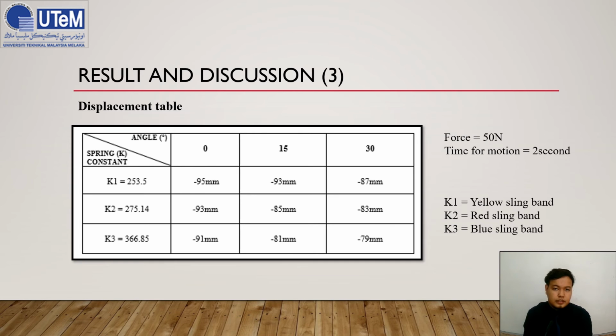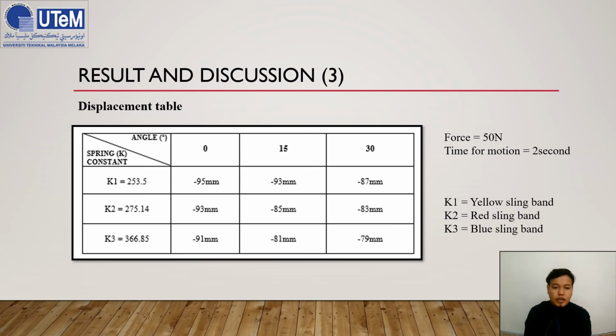After the graph is generated from the motion study analysis, we put all the values that we get from the graph into one table. So we will get the displacement table with angles times spring constant. As you can see, 0 angle, 15 and also 30, while K1, K2 and K3 are in the table. K1 represents the yellow, while K2 represents the red sling band, and the third one, K3, represents the blue sling band.